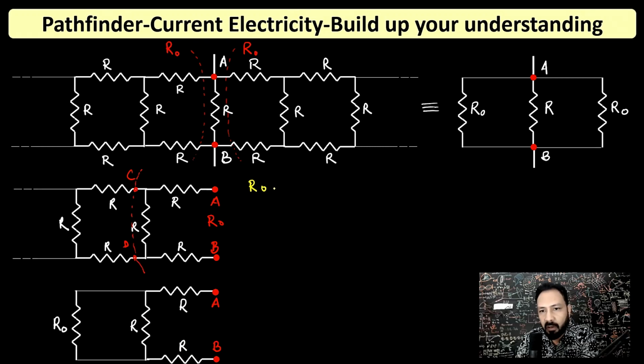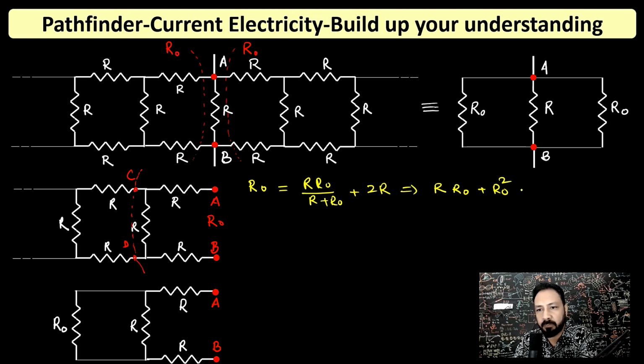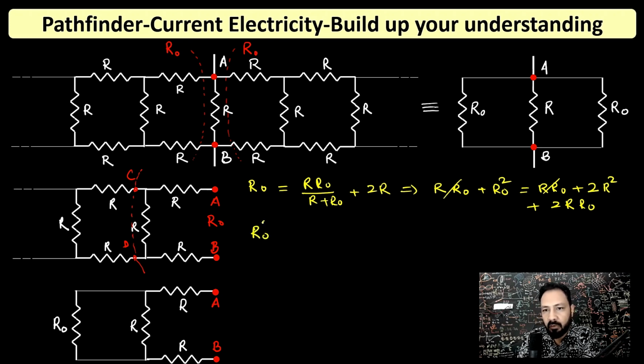So I can write R naught is equal to R naught upon R plus R naught, that is the parallel combination, plus 2R. So we will simplify that. That will be R naught plus R naught square is equal to R naught plus 2R square, plus 2R naught. So this R naught will get cancelled in the simplification. R naught square minus 2R naught minus 2R square equals zero. This is a quadratic equation.